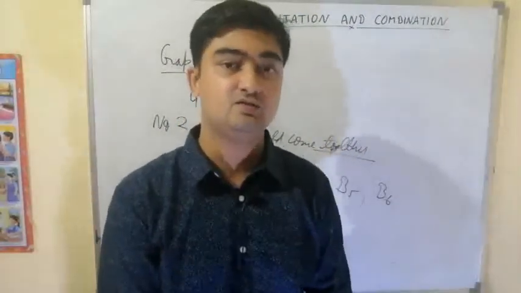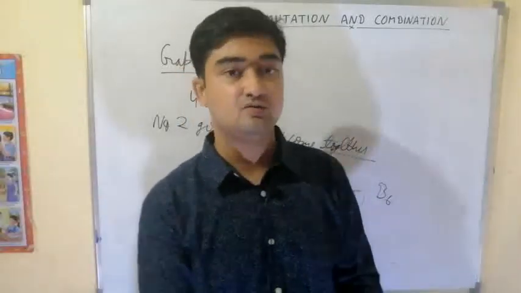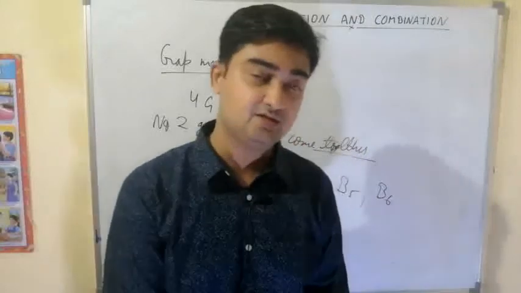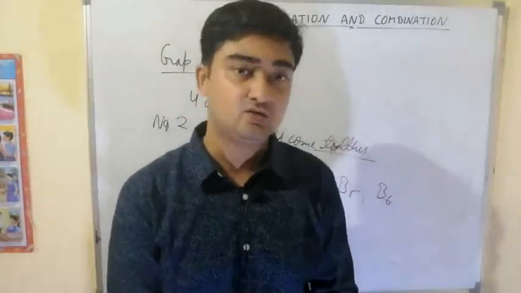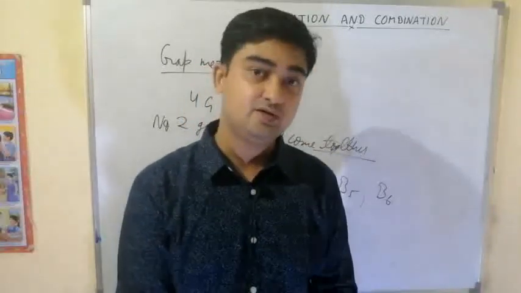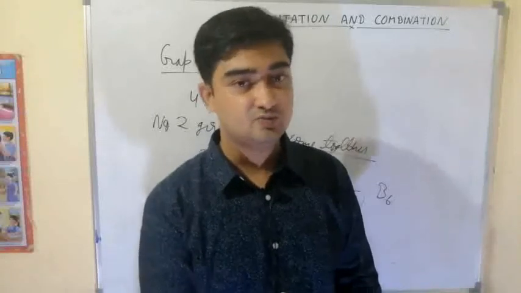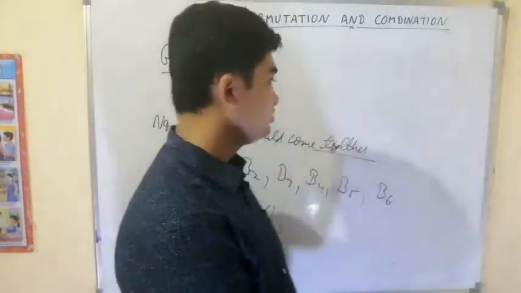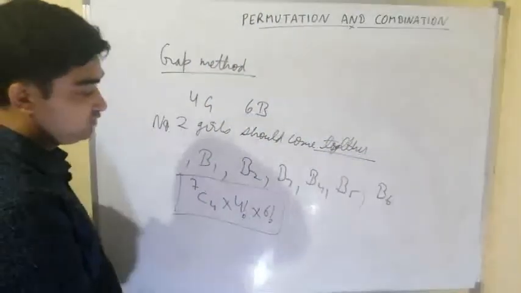nCr is number of ways in which we can select r objects out of n different objects. nPr is number of ways in which we can arrange r different objects out of n different objects. Then division in groups. In division of groups, we can also study the arrangement, and in division of groups, it is possible that we know the group size and we may not know the group size. So that is all for today.